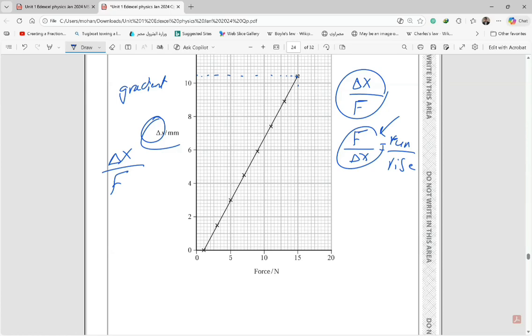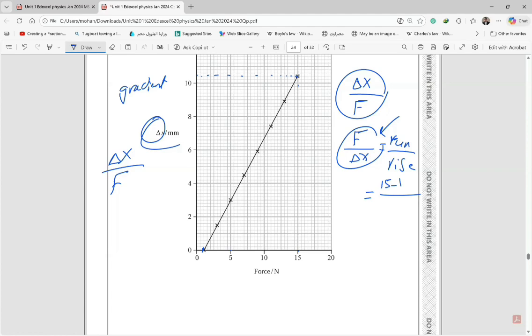Look at the run here. This one is from here to here, 10 squares equal 5. This means each square is 0.5. So this one is 1, and this one is 15. So the run equals 15 minus 1 over the rise, which is 10.4. Okay, because from here up to here, you can see the squares.